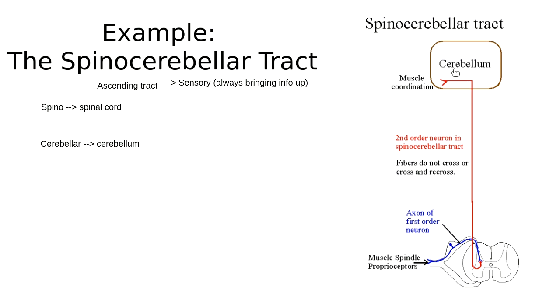Not a trick question, I promise. Do we see a third order neuron in this picture? Do we see one here? Yeah, no, it's not a trick question. There is no third order neuron. That is an underlined highlight star idea here with the spinocerebellar tract.